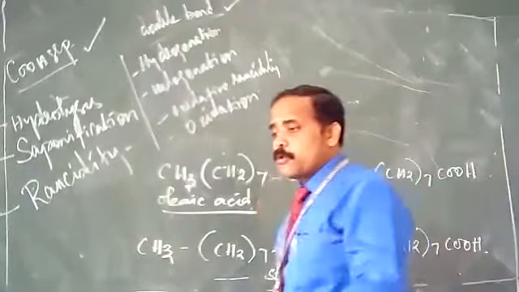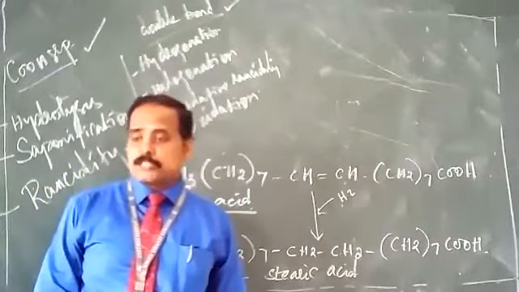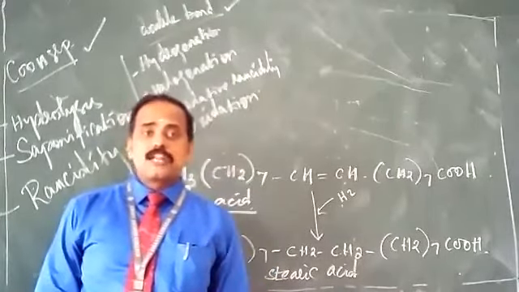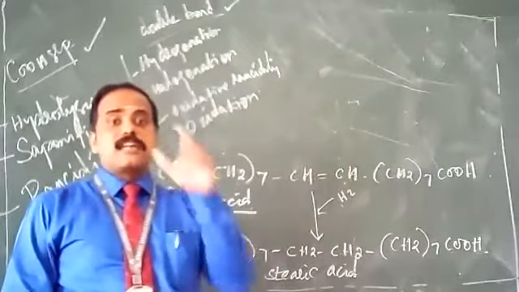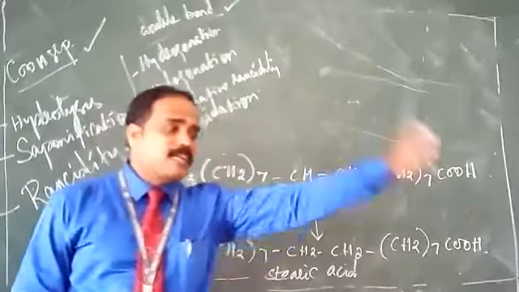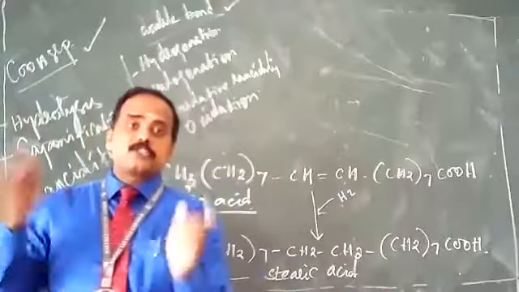Because it's a monounsaturated fatty acid, this is the conversion of unsaturated fatty acid to saturated fatty acid. So that is the significance. The functional group involved in this reaction is the double bond. It depends upon the presence of double bond. If one double bond is there, it takes up two hydrogens. If two double bonds are there, it takes two more hydrogens.